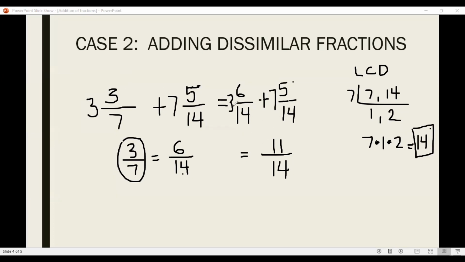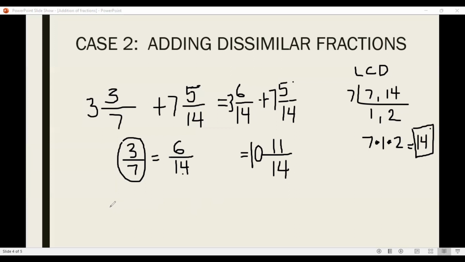Therefore, if you are going to get the sum, we simply have 3 plus 7, that is equivalent to 10. So the answer that we will be getting there is equivalent to 10 and 11 over 14. So actually, those are the only cases which are actually involved when you are adding fractions.